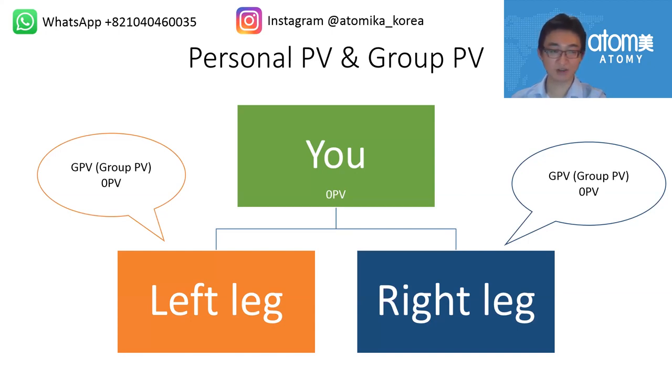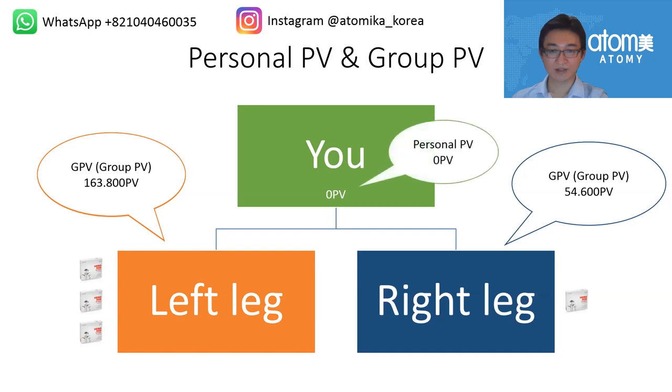And let's say on your left leg, somebody bought a Hemohim and another one and another one. That way you have 163,800 PV. And on your right leg, somebody else bought one Hemohim. That way you have some group PV as well in your right leg. And your personal PV right now equals 0.